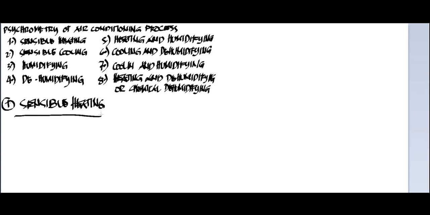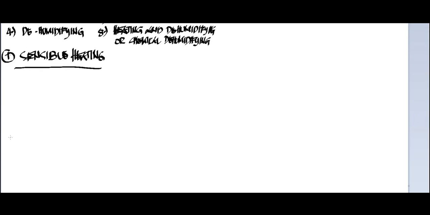It is described as an air conditioning process that involves heating without changing the moisture content or the humidity ratio. The process can be represented as a horizontal line in the psychrometric chart. So we have the application for adapting, like this one.